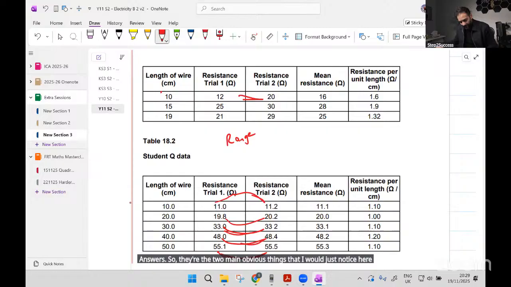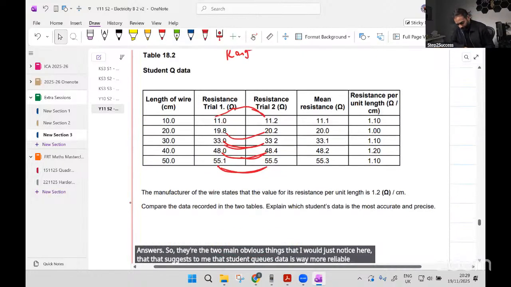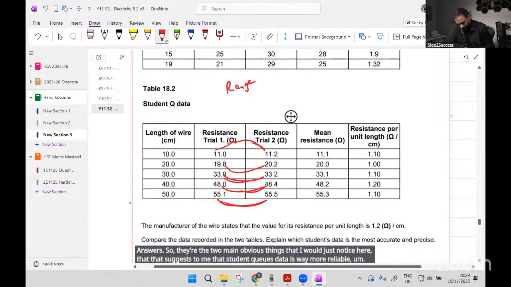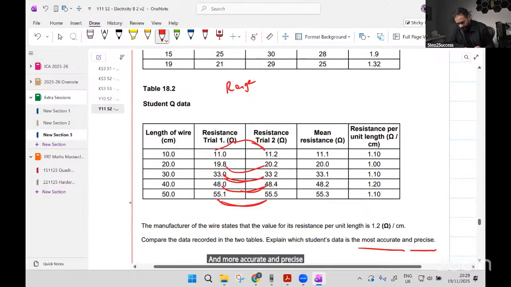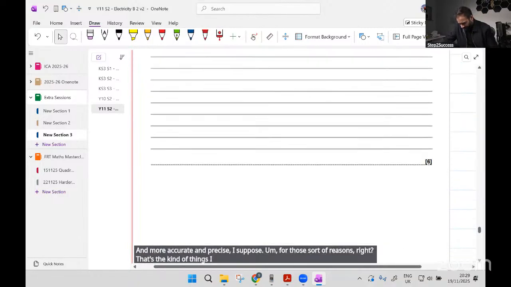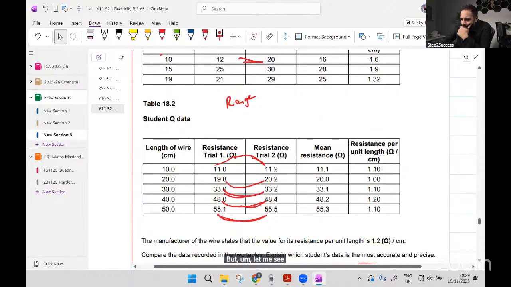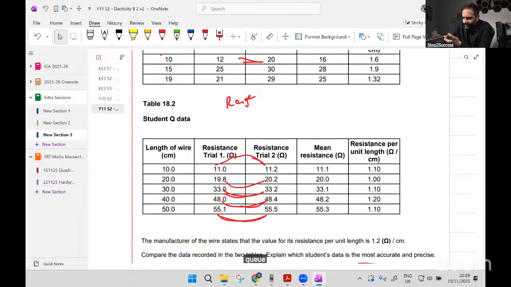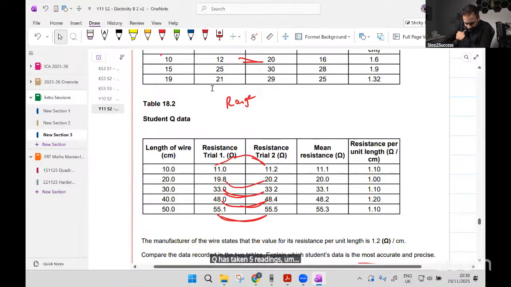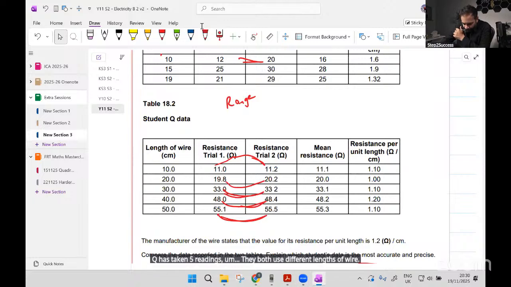That suggests to me that student Q's data is way more reliable and more accurate and precise, I suppose, for those sort of reasons, right? That's the kind of thing that I would say. I know it's a ridiculous number of marks, but let me see what else we might say. P has taken 3 readings. Q has taken 5 readings. They both use different lengths of wire.